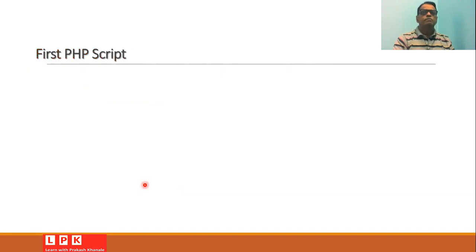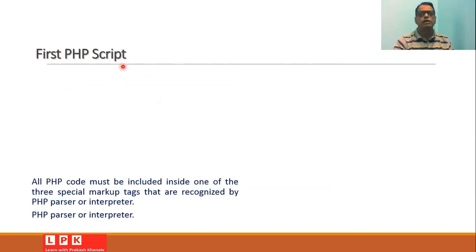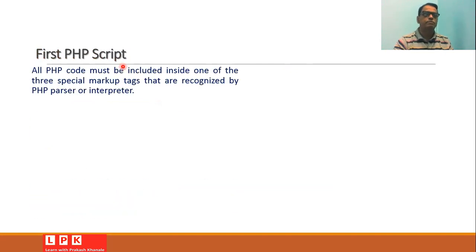So now let us go for writing the first PHP script. How to write the first PHP script? Whenever you want to write PHP code or a PHP script, it needs to be included within certain tags. Those tags are special markup tags, and those tags are recognized by the PHP parser or interpreter.